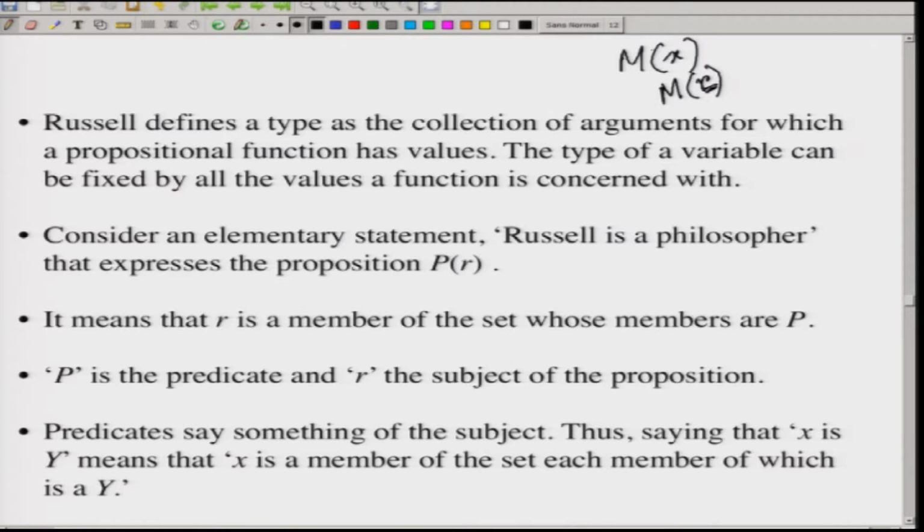All the things mx can take would be then one type. And so in order to determine one type, we need to collect the propositional function that takes actually those.